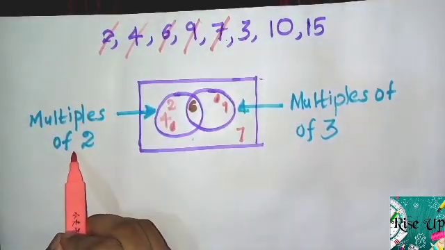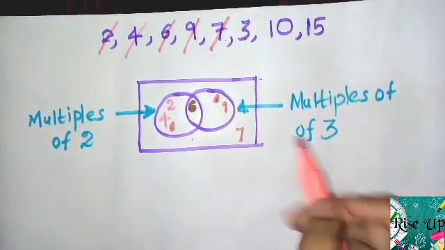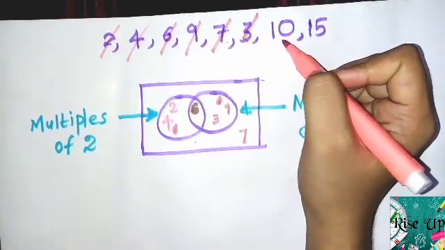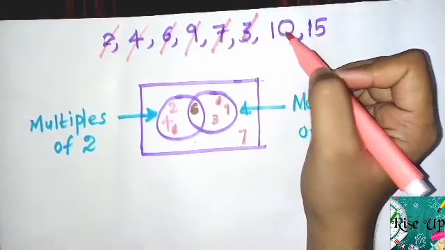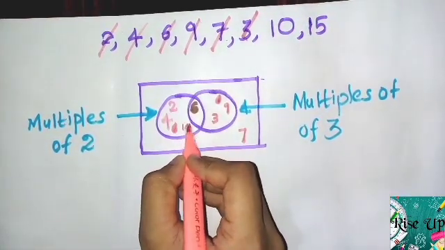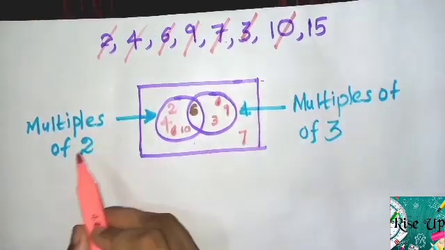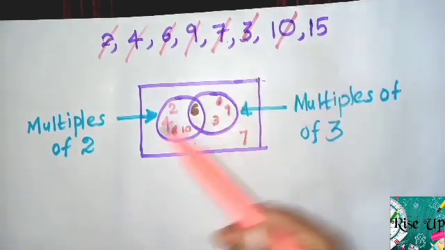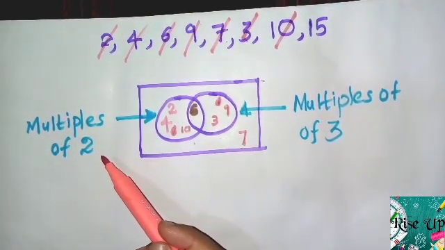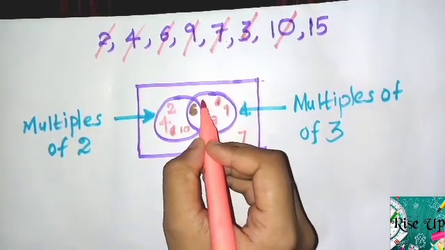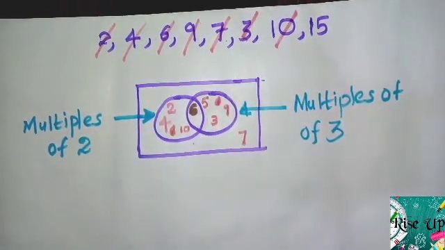Then number 3. Multiple of 2 or multiple of 3? 3 is a multiple of 3, because 3 times 1 is 3. Number 10. Is 10 a multiple of 2 or a multiple of 3? Yes, 10 is a multiple of 2 because 2 times 5 is 10. It is not a multiple of 3. 15. 15 is not a multiple of 2, but it is a multiple of 3 because 3 times 5 is 15.